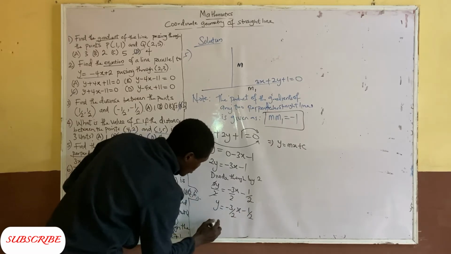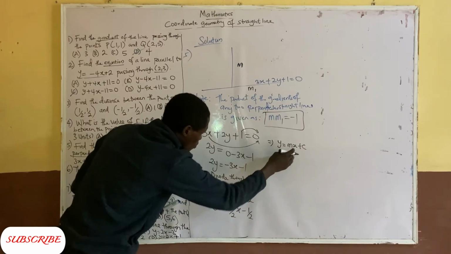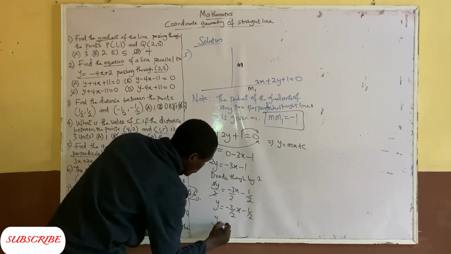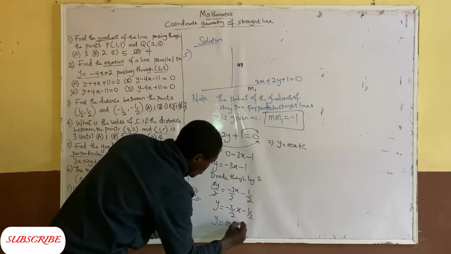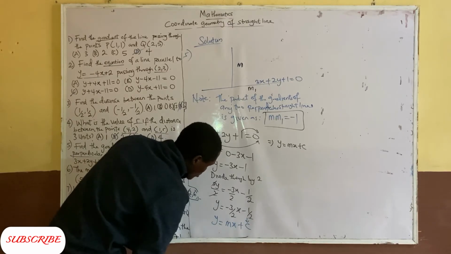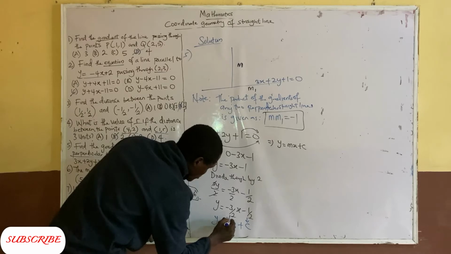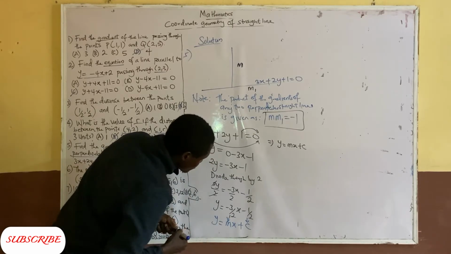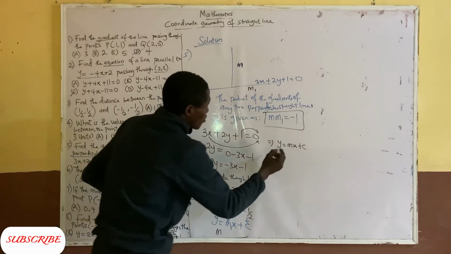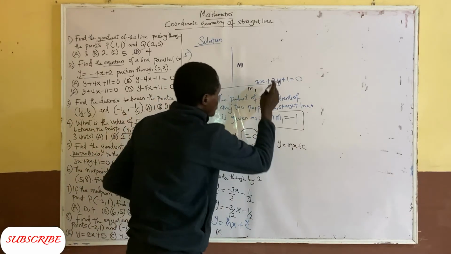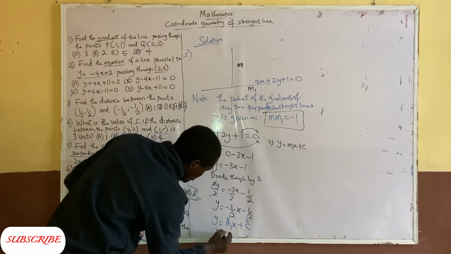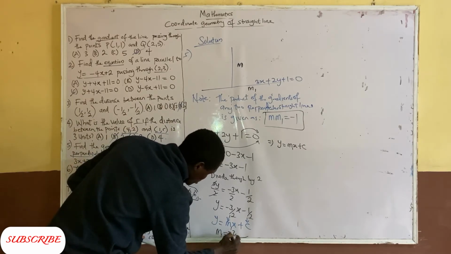So from here now, when we relate this to y equal to mx plus c, you can see that your c is minus 1 over 2, and your m is minus 3 over 2. I use m1 here, so this is the slope of this line. So m1 here is equivalent to minus 3 over 2.